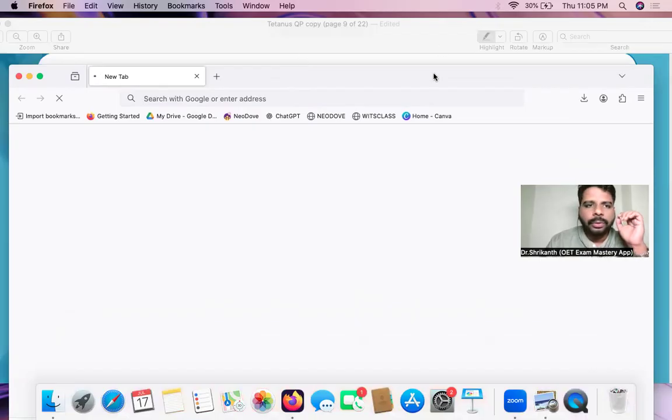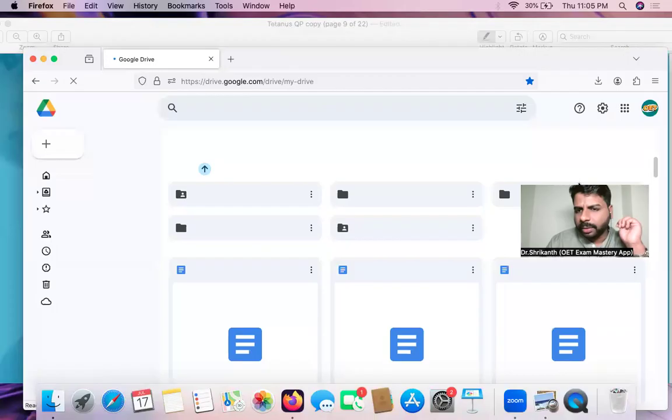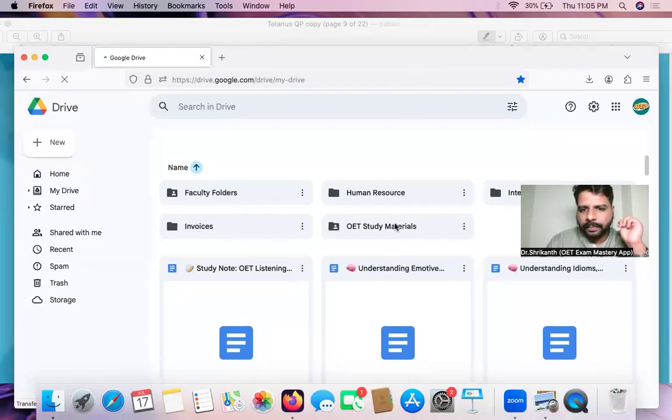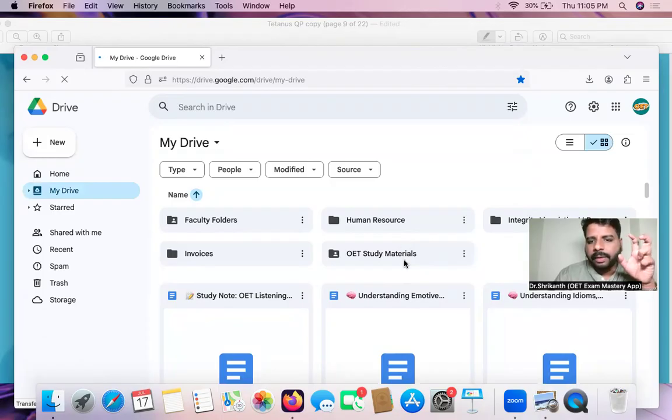So I'll just show you how the Google Drive looks. So for example, if you just click on, let me just open this up. Yeah, so this is the study materials. Everything very neatly we have given you access, listening, reading, writing, and speaking and all.